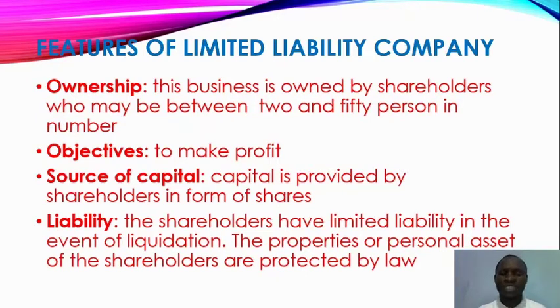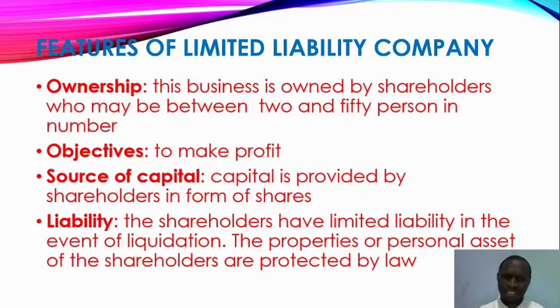Source of capital. Capital is provided by shareholders in the form of shares. As they buy shares of the company, they are able to generate more capital to fund the business. Liability. The shareholders have limited liability in the event of liquidation. What it's saying here is that should the business go bankrupt, close, or go into debt, when it comes to paying back the creditors of that business, the shareholders cannot sell their properties in order to pay the debt of the business. Their properties are protected by law.